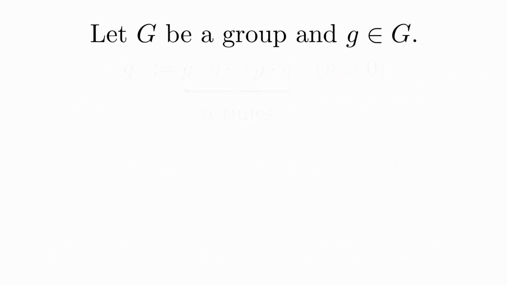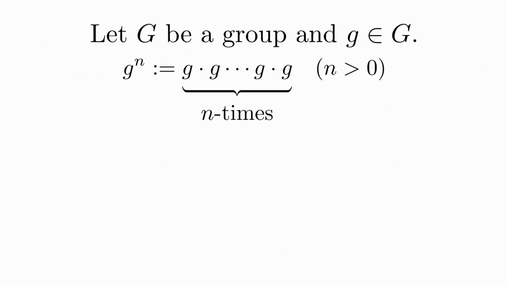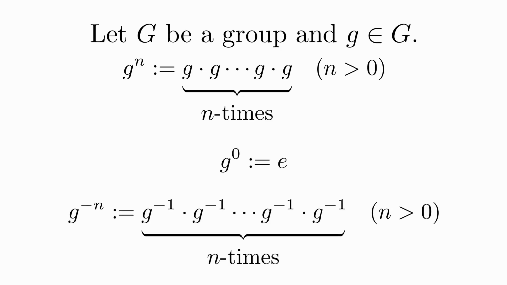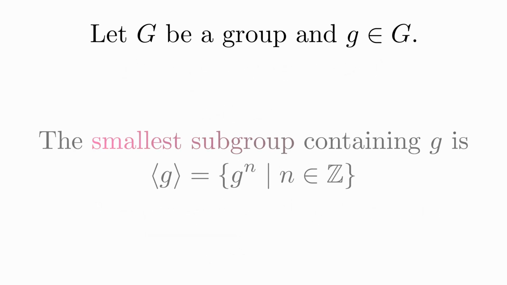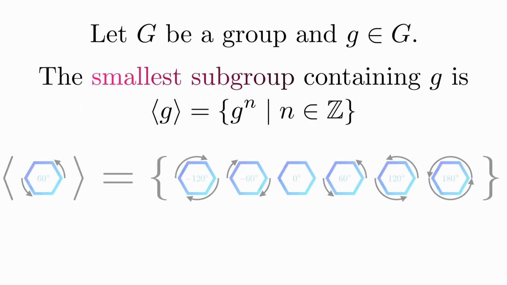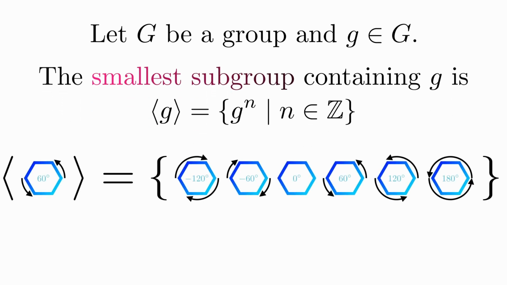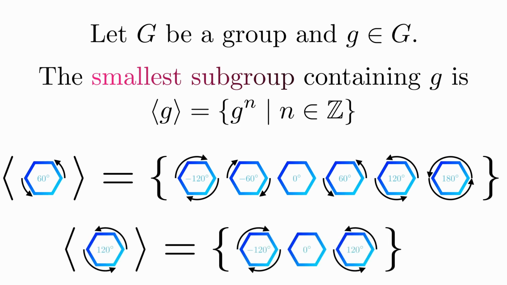To find more subgroups, we define powers of an element. For an element g, we define g to the power of n as g composed with itself n times. The zeroth power is the identity, and negative powers correspond to the inverse. The smallest subgroup containing g consists of all its powers. We say that g generates this subgroup. For example, the subgroup generated by a 60-degree rotation contains all rotations of the hexagon, while the subgroup generated by a 120-degree rotation consists of just 3 rotations.